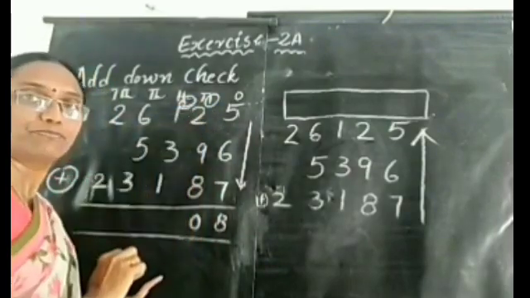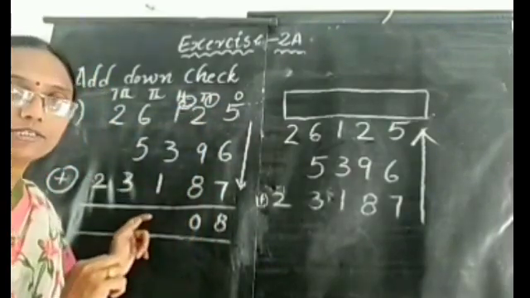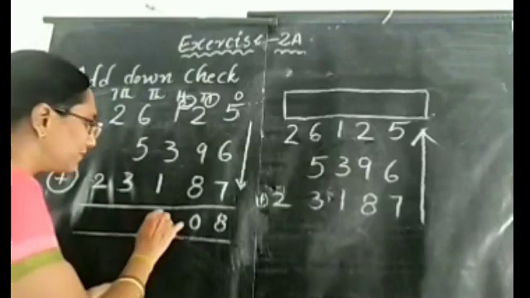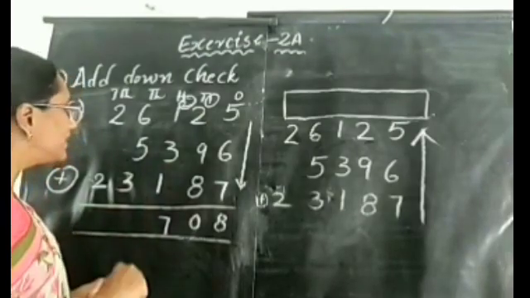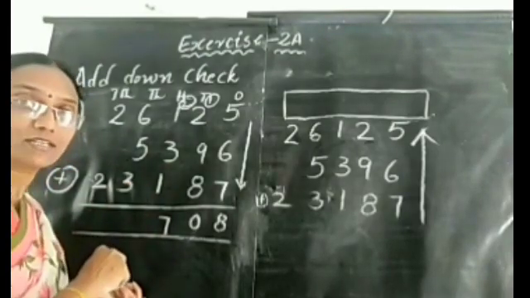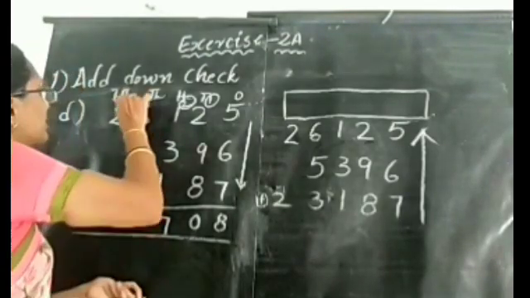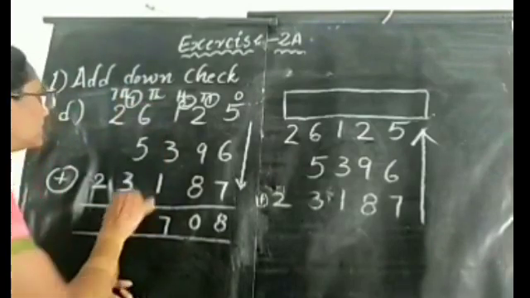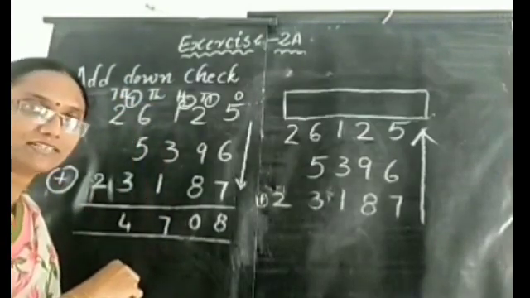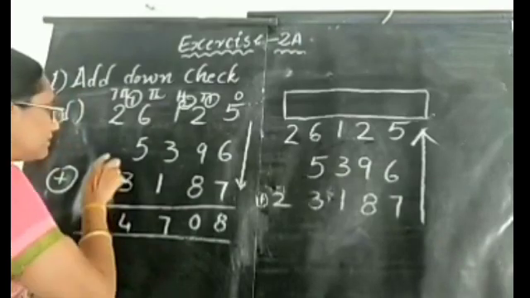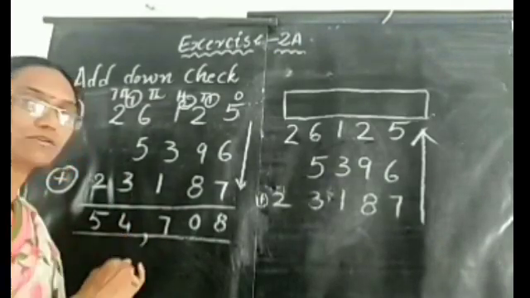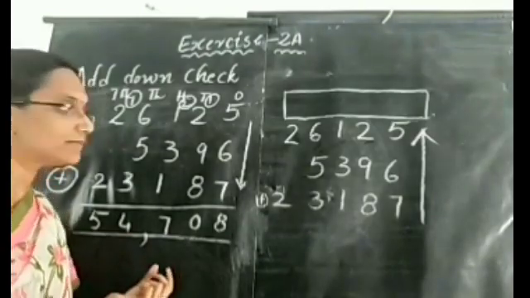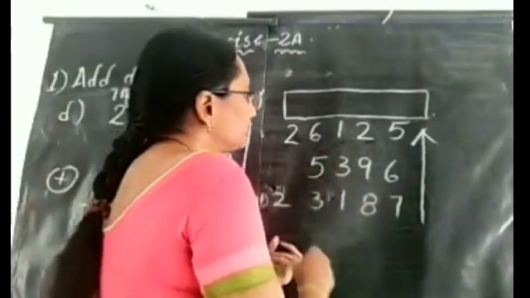2 plus 1 here, 3. 3 plus 3, 6. 6 plus 1, 7 right here. And 6 plus 5 is 11. 11 plus 3 is 14. 14 is a double digit number, write 1 here and 4 here. 1 plus 2 is 3. 3 plus 2 is 5. Here no digit. Here the sum is 54,708. Now come to here.